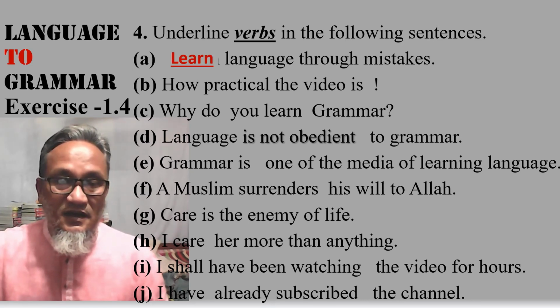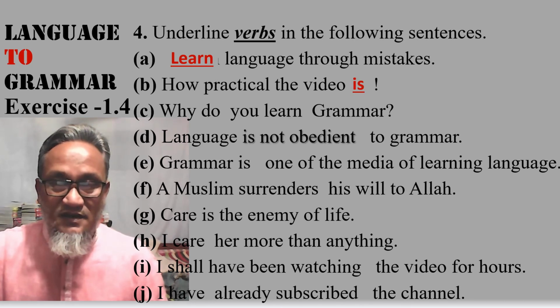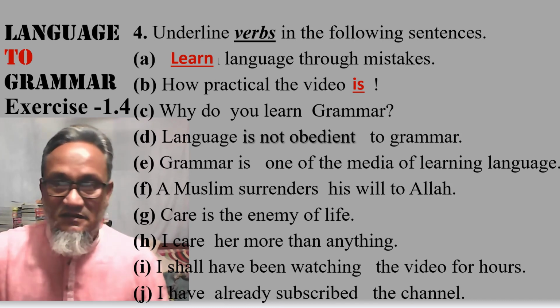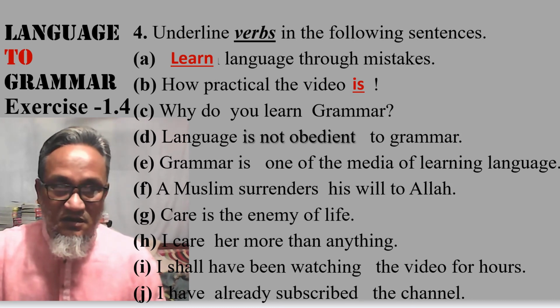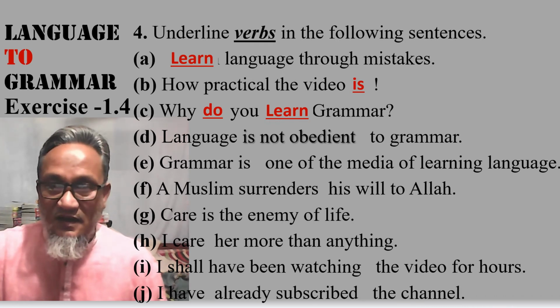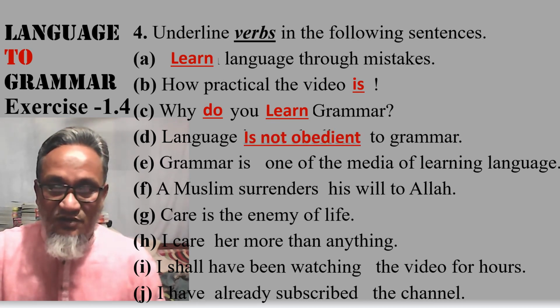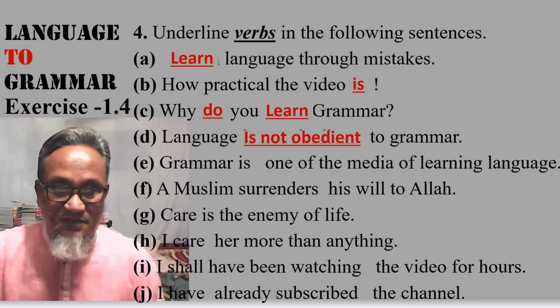Suppose here learn is the verb. It's an imperative sentence: learn language through mistakes. Then this one is the verb. It is an exclamatory sentence: how practical the video is. Why do you learn grammar? Do and learn, this is the verb. Interrogative sentence, WH question: before the subject the auxiliary verb, and after the subject the main verb. Then is not obedient. This is a negative verb in an assertive sentence.